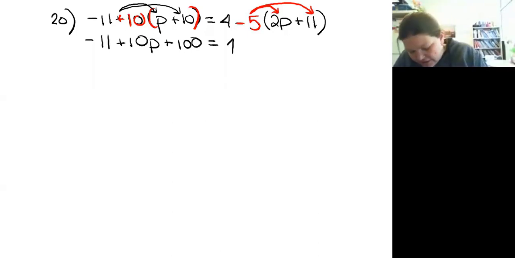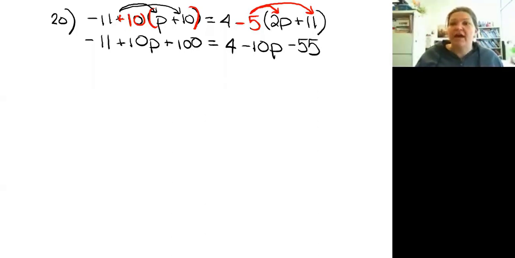So my 4 wasn't in that act of multiplication, so it'll just drop. Negative 5 times 2p is negative 10p. And negative 5 times positive 11 is negative 55. Are you cool with that? Okay, so we did our distribution. That's what we call multiplication in algebra class, usually. But this is the most common type of multiplication we'll see in algebra class. Okay. That being said, is there any more simplifying I can do?